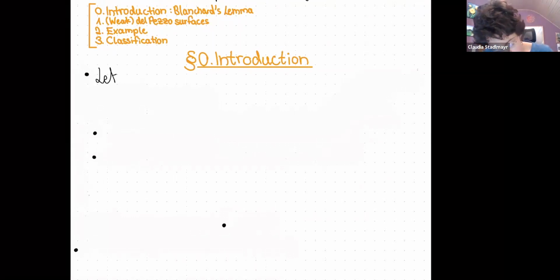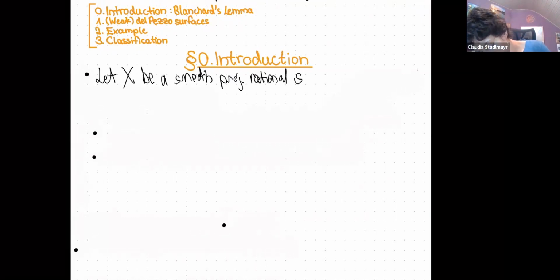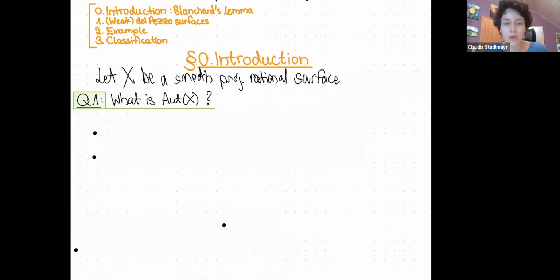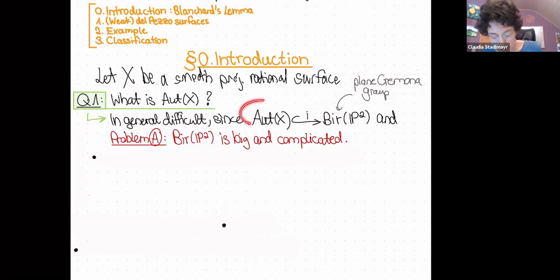So let X be a smooth, projective, rational surface. Then we want to know, what is its group of automorphisms Aut(X)? In this generality, this question is not so easy to answer, since our automorphism group Aut(X) is contained as a subgroup in the plane Cremona group, the group of birational automorphisms of P^2.